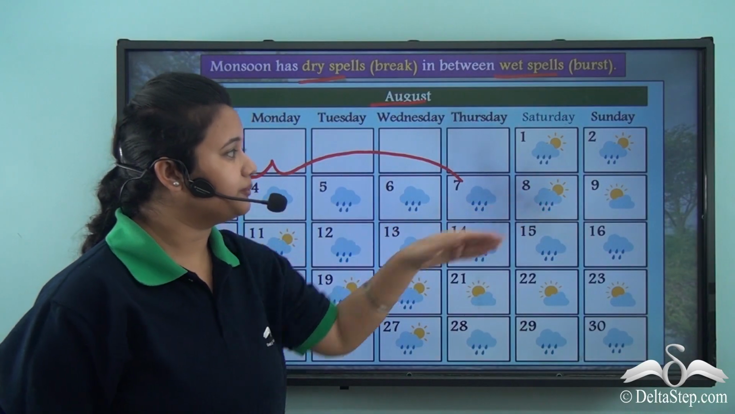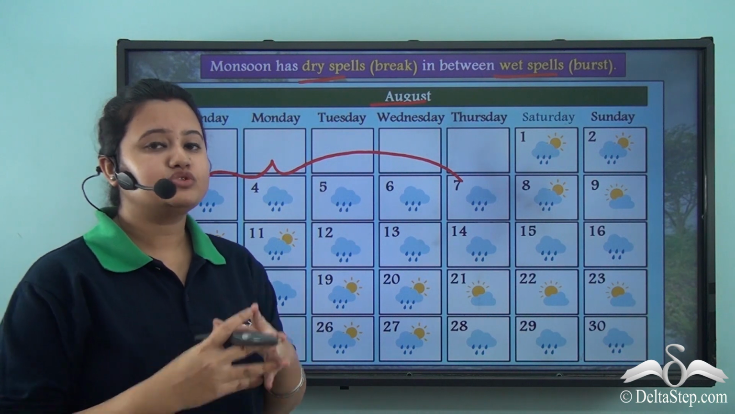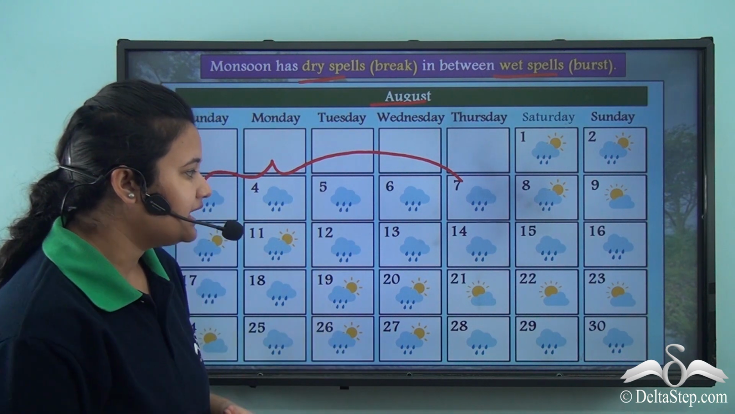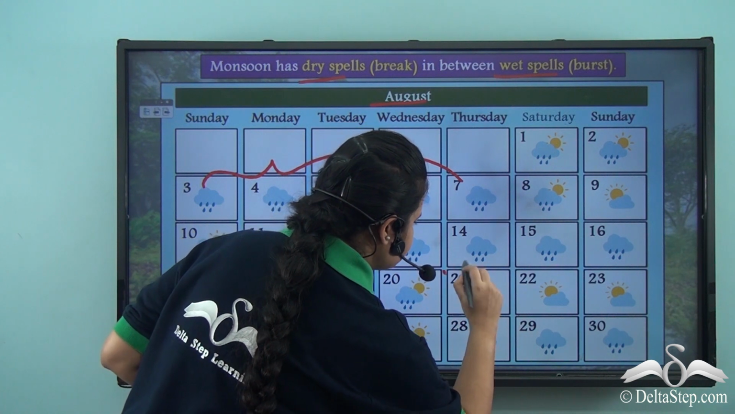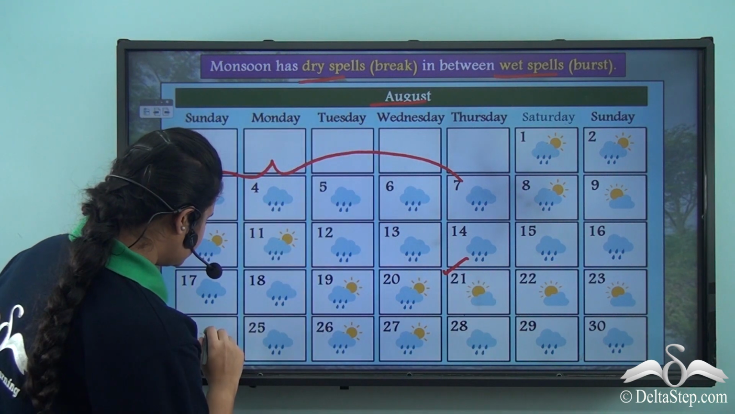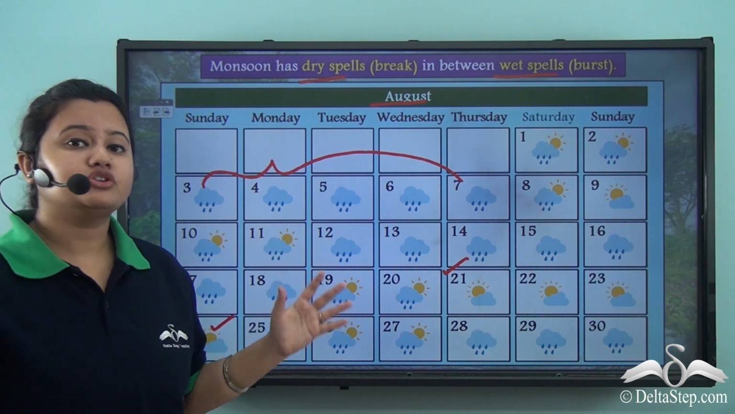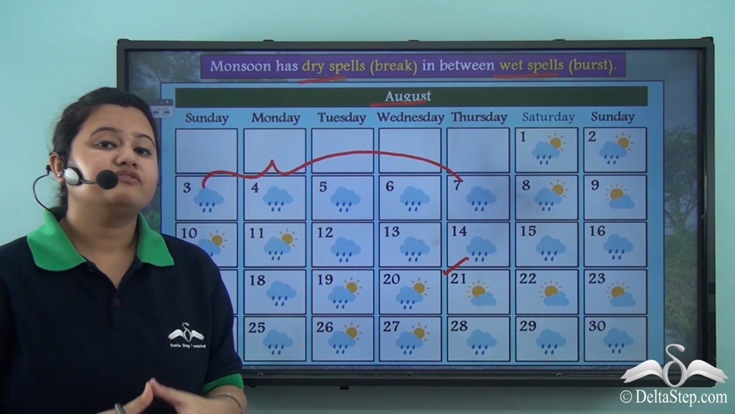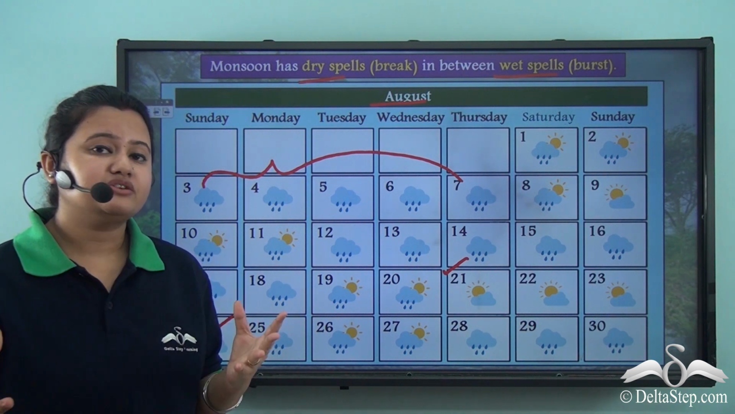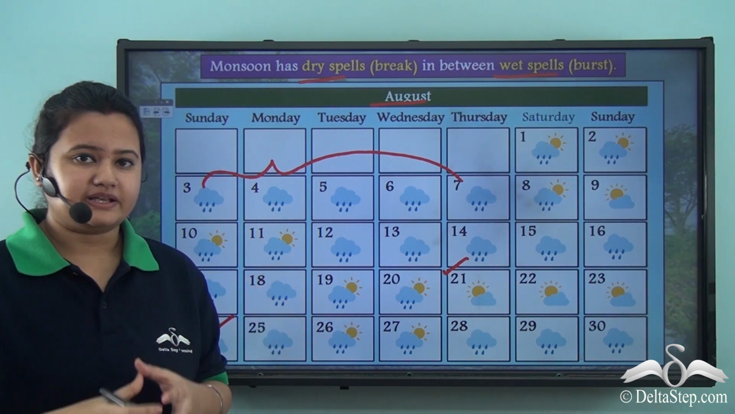Then it is followed by some days when the amount of rainfall decreases. Again, look at here. Here we find that from 21st August till 24th, it does not rain at all. So we find that rainfall occurs at some intervals of dry and wet spells.